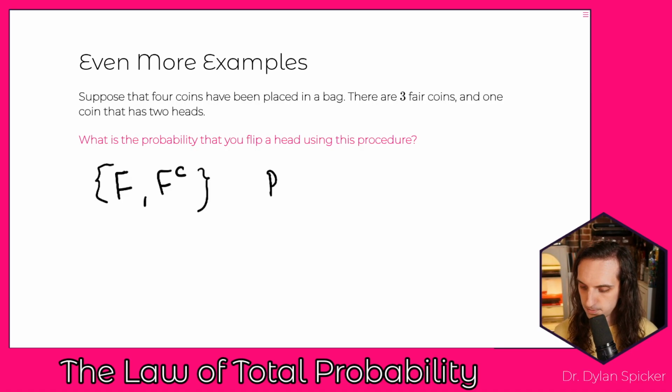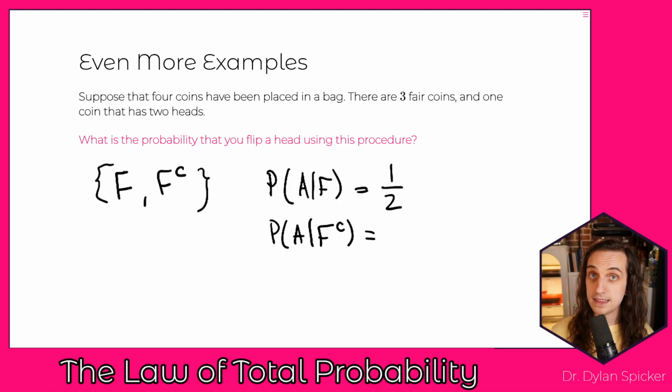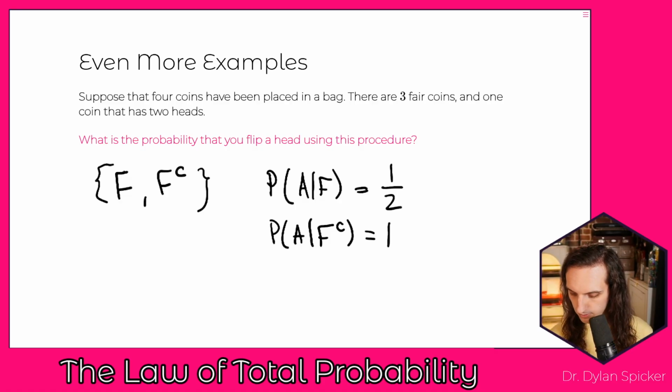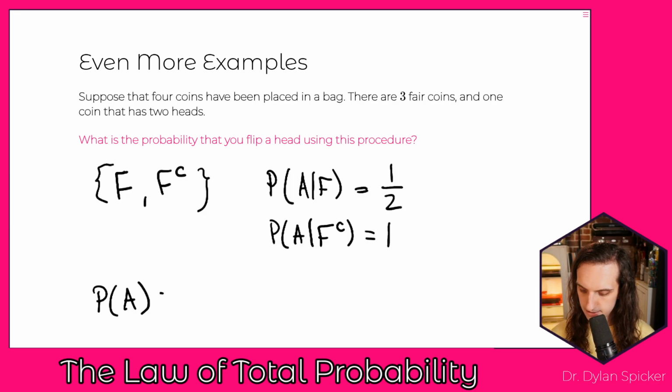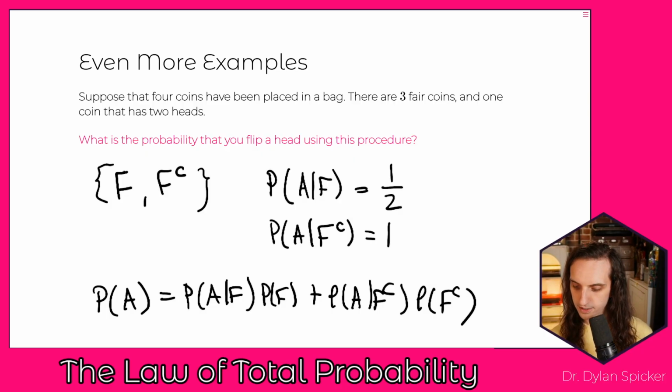And so then we can ask, what's the probability that we flip a head if we pull a fair coin? If we pull a fair coin, there's a 1/2 chance that we flip a head. What's the probability we flip a head if we pull the unfair coin? In that case, both sides are heads, so there's a probability of 1 that that's going to happen. And so if we want to know the probability that we flip a head in total, that's going to be the probability of A given F times the probability of F, plus the probability of A given F complement times the probability of F complement. And then we can fill in all of our options here. So A given F is 1/2.